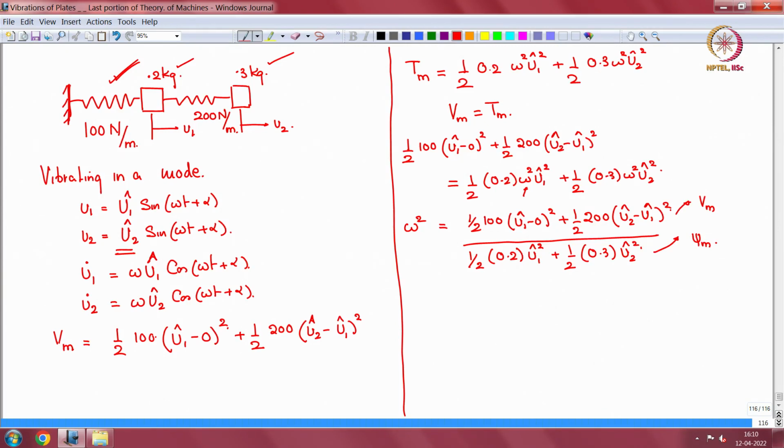Now if we say that eta is the ratio of u1 hat by u2 hat, then what happens here? This ends up looking like omega squared is equal to 100 eta squared plus 200 into 1 minus eta squared, divided by 0.3 plus 0.2 eta squared.